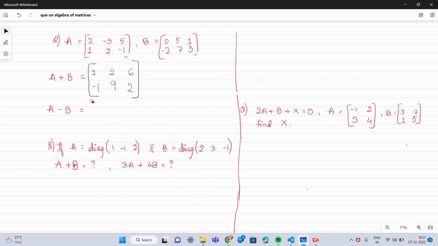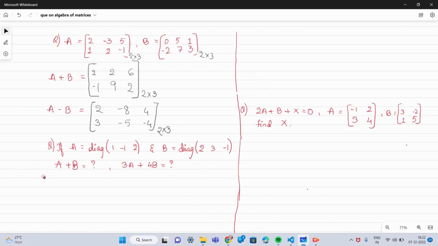So similarly, A minus B, and here just see whether the order is same or not. For this, the order is 2 cross 3 because there are 2 rows and 3 columns. Here also 2 cross 3. Then the output will also be 2 cross 3. Similarly, for this, just subtract the corresponding elements. You will get 2 minus 0, 2, minus 3 minus 5, minus 8, 5 minus 1, 4, 1 minus of minus 2, which is 3, 2 minus 7, minus 5, minus 1 minus 3, minus 4, and this also will be the same order, 2 cross 3.